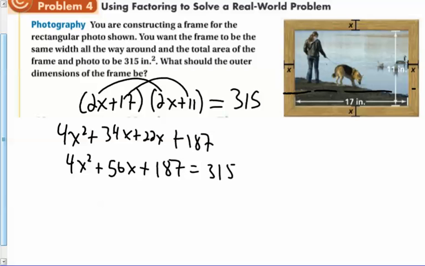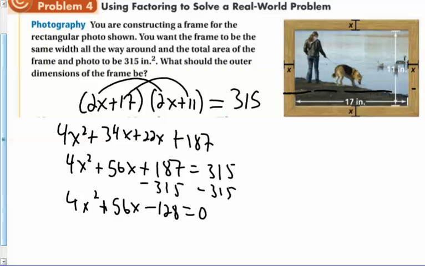315. But to do this, I have to make sure that it's equal to 0. So I'm going to subtract 315 from both sides. So 187 take away 315, that brings me to negative 128. So I got 4x squared plus 56x minus 128, and that equals 0.